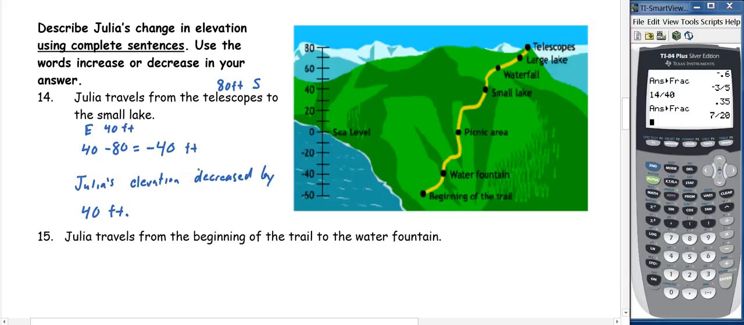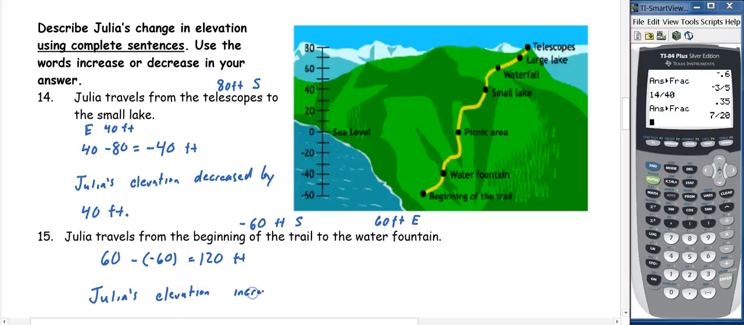15, Julia travels from the beginning of the trail, which is at -60, we'll say feet again, to the waterfall. So the waterfall is +60 feet, which is our end. So we have end minus the start is 120 feet. So Julia's elevation increased by 120 feet.